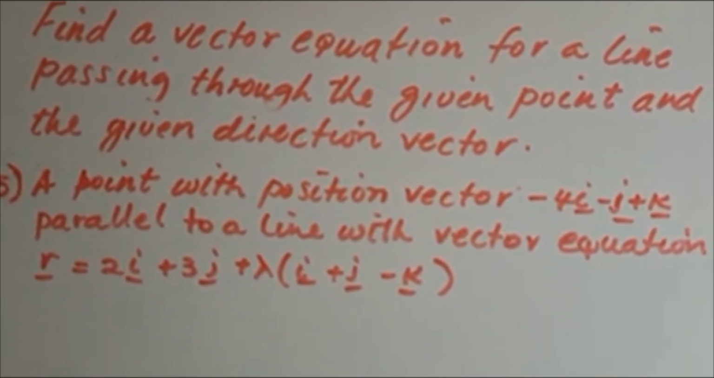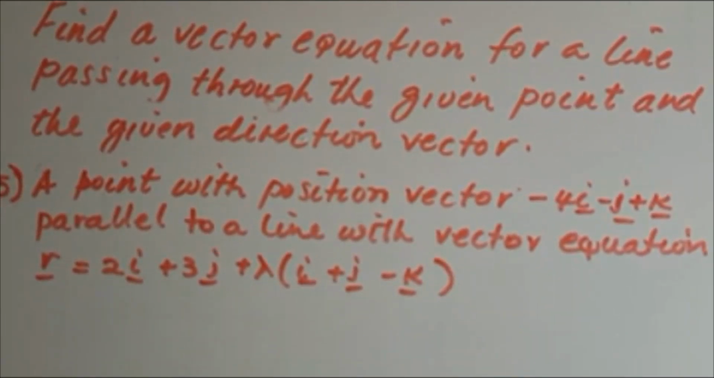And lastly, our problem is a point with position vector minus 4i minus j add k parallel to a line with vector equation r equal to 2i add 3j add lambda into i add j minus k.